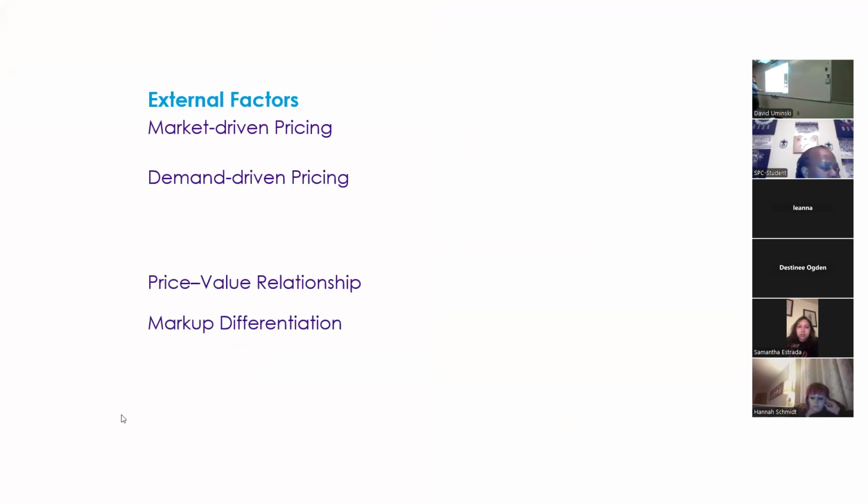Some of the external factors that we have are market driven pricing. When I say the word market, what do you think of? Store. The store? Okay, what else? Like around the area. Yeah, around the area. So market driven pricing can relate to that. It's going to be along the lines of the competitors, but also the market in which we are in.